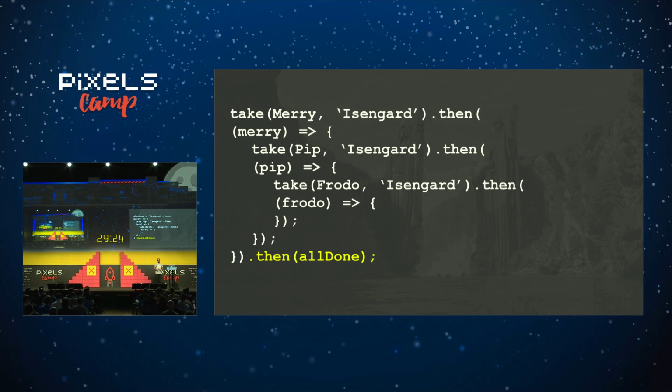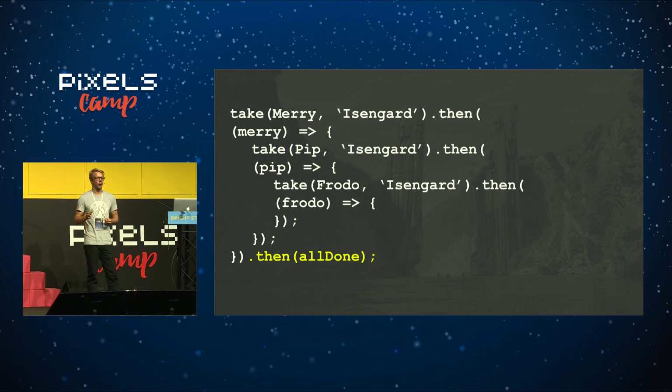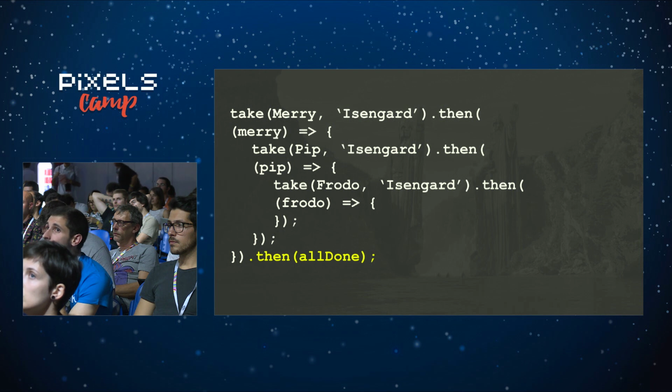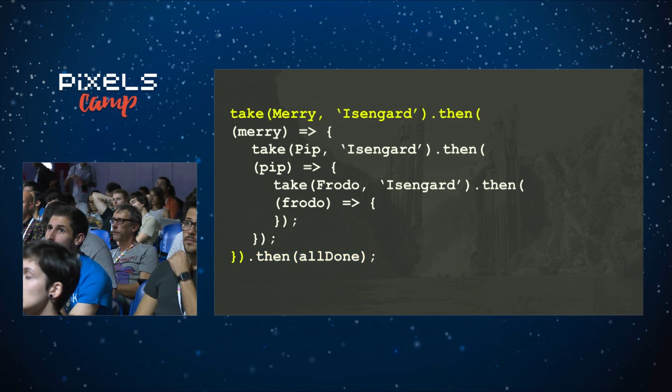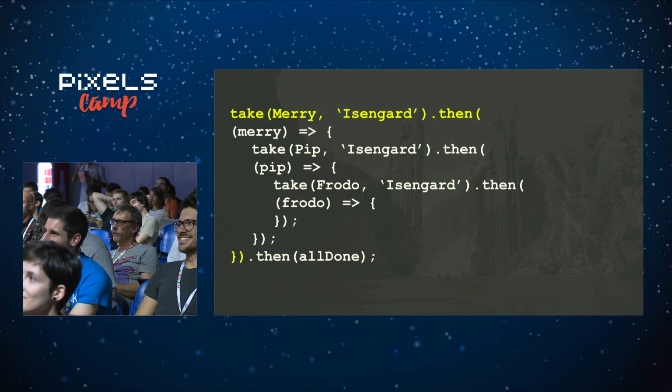We have a then that calls our all done function when things are complete. The problem is that if we take a close look, the all done function is not going to be called when all the promises above it are resolved, but it is going to be called immediately after the first promise gets resolved.